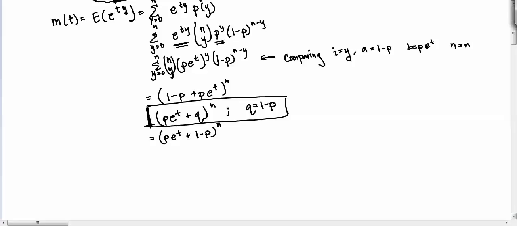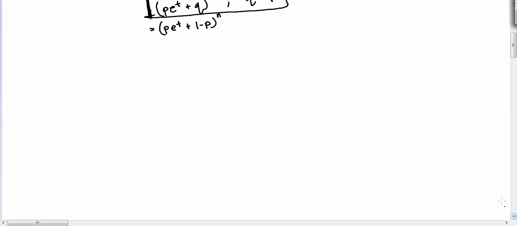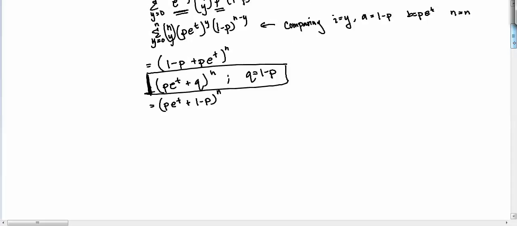All right, now we're going to use the generating function to derive the expectation values. So the expectation value, E of y, is equal to the first derivative of m of t, but this time evaluated at 0. So if this is my m of t, then in order to find this, I just need to take the first derivative of this thing.